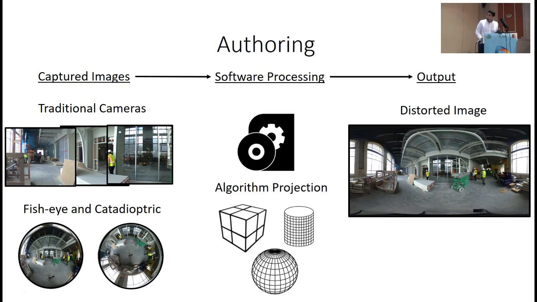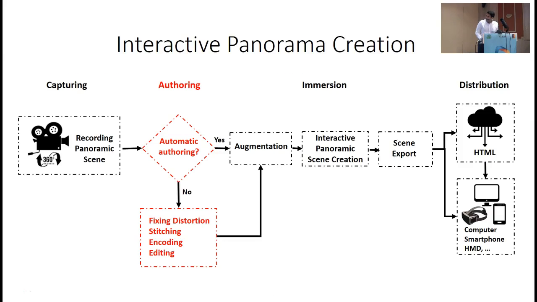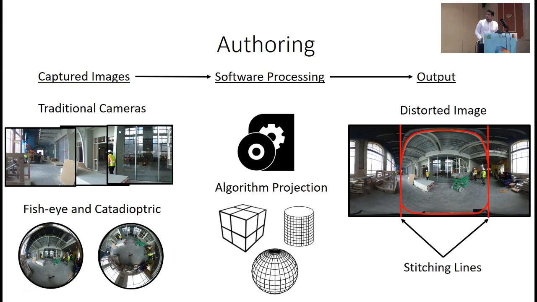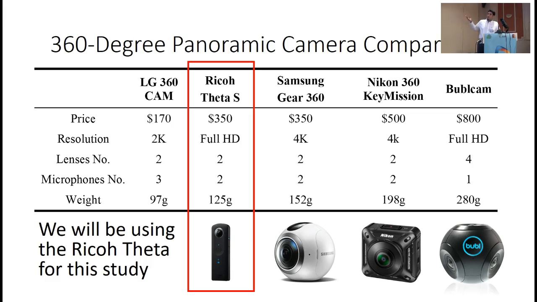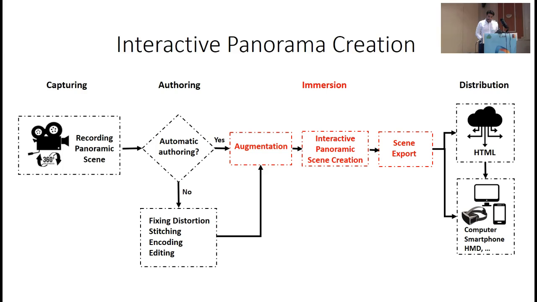As we can see on this one, the stitching lines are present, so we can see that there is stitching going over there, but it's very visible. For our study, we considered the amateur range for cameras, and we decided to go with the Ricoh Theta S because it's cheap, it's reliable, and it's easy to work out the workflow of the camera to create the distorted images, so we decided to use that for our study.